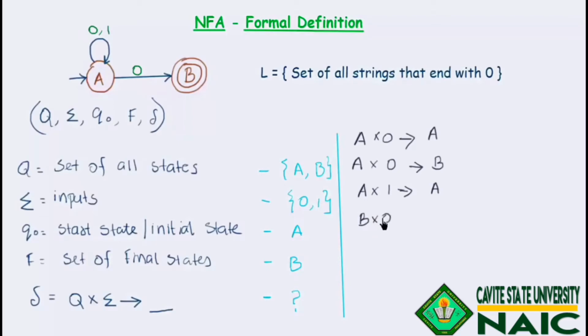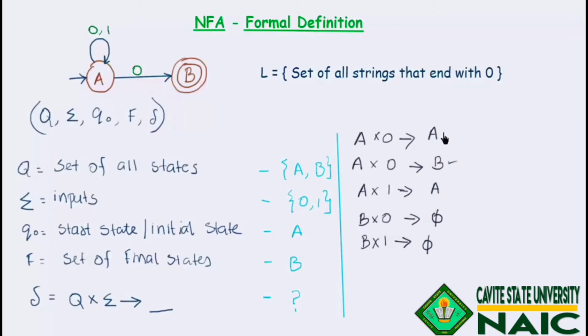And what about state B? State B, on getting input 0, where does it go? It does not go anywhere, so we represent it with phi. Alright, and what about state B, on getting input 1, where does it go? It goes again nowhere, so it is again represented by phi. So we see that given a state, when it gets a particular input, it can either go to one state or more than one state.